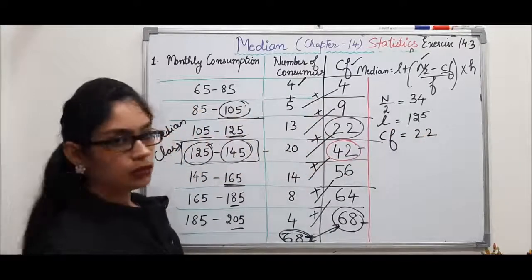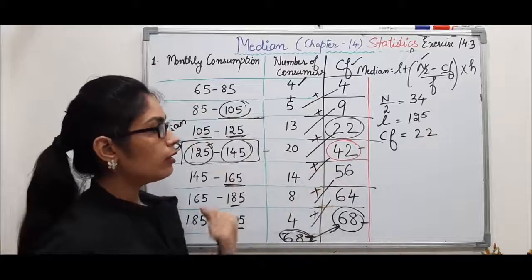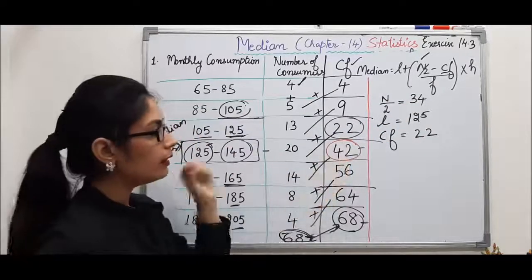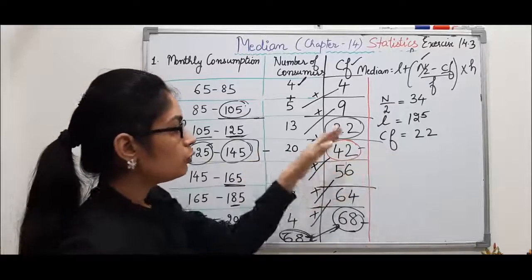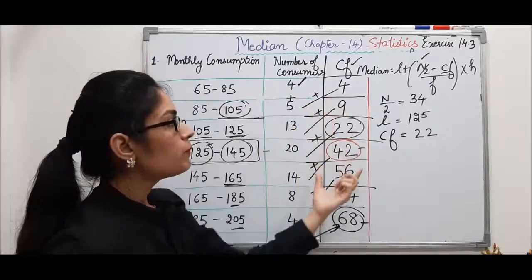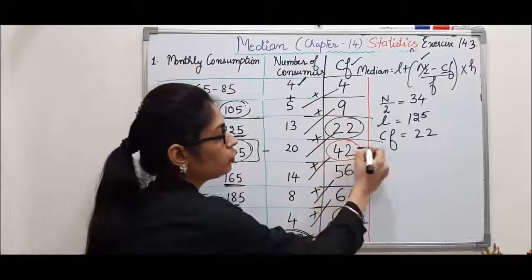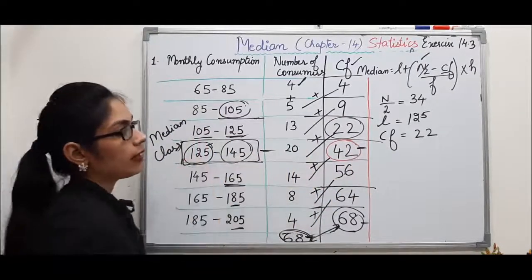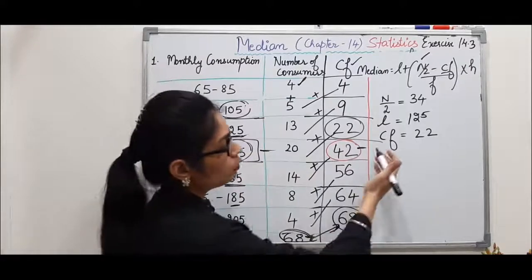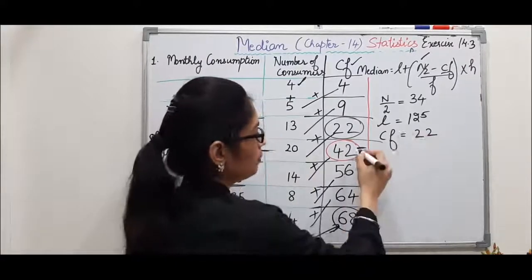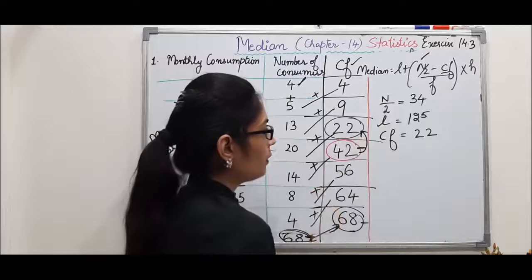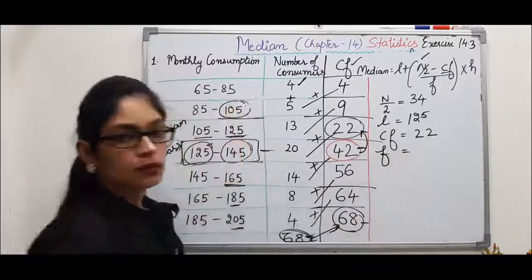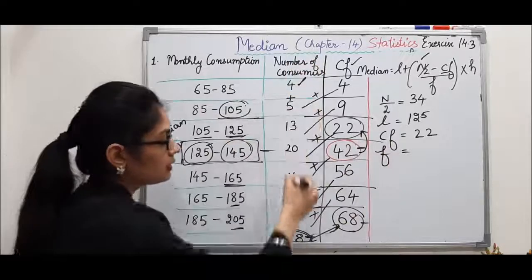Or you can also remember it like this: when you have done n by 2, you have chosen a greater number, then while choosing CF you have to choose the previous number of this, the number which you have chosen while finding the median class. So CF is 22. See, it's the previous of 42, the previous cumulative frequency.